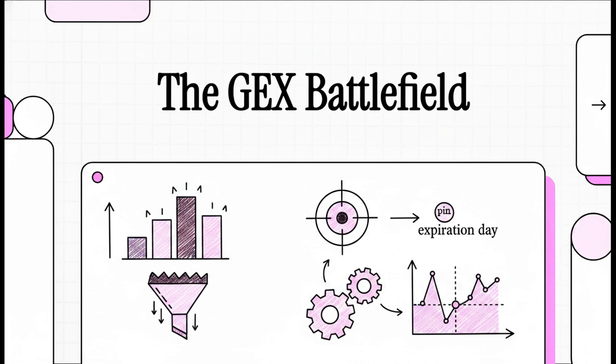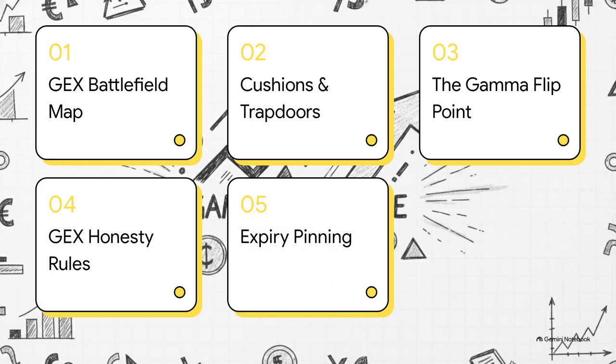on expiration day. Our briefing today covers 5 main things: the GEX battlefield map, cushions and trapdoors, the gamma flip point, our 3 GEX honesty rules, and finally, expiry pinning and max pain. Let's get right into it.